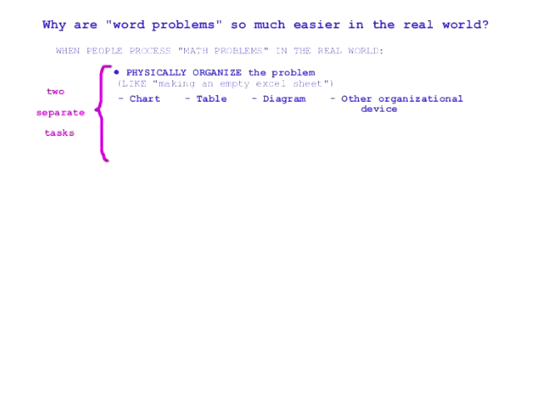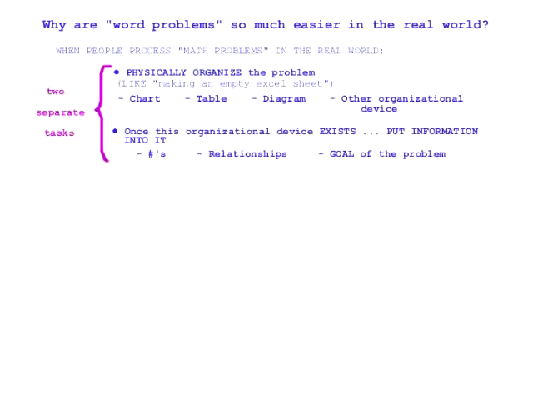Then, once you have a chart that exists, once this organizational device exists, you put information into it. There are three kinds of information. There's numbers, there's relationships, and there's the goal of the problem. Just separate steps. Again, think about doing these things. They're separate.